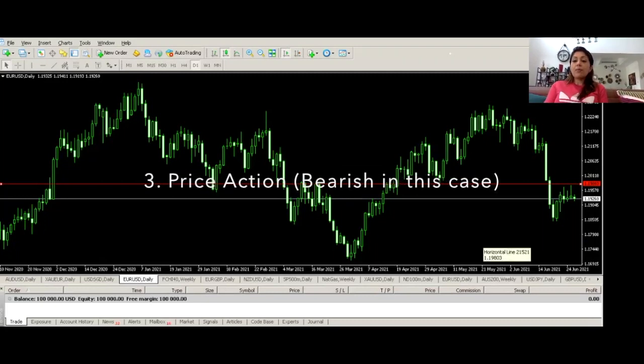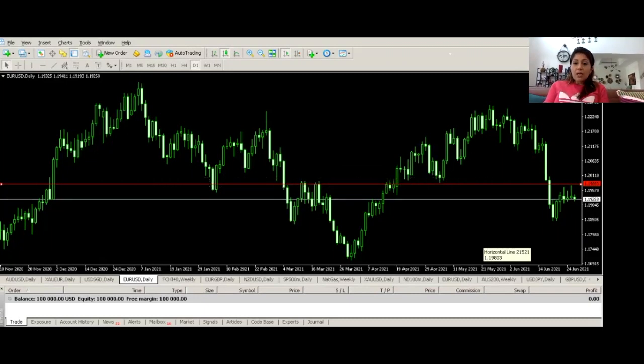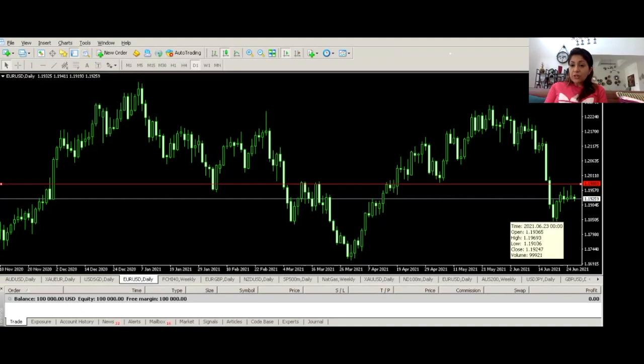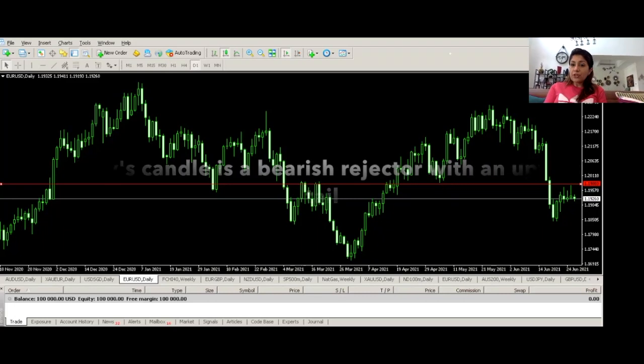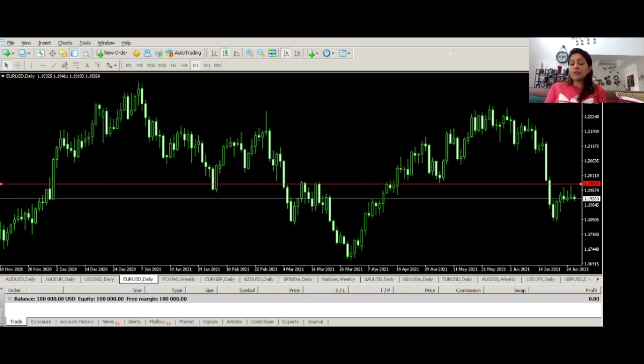The third thing that you look for in a setup to confirm the price's direction is the price action, or certain high probability candlestick patterns, which will confirm the direction of price. So I can see here three candles which have upward tails, which shows upward price rejection or downward pressure on prices. Especially the candle which formed on Friday was showing you upward price rejection, and this is a setup which I call the bearish rejector.